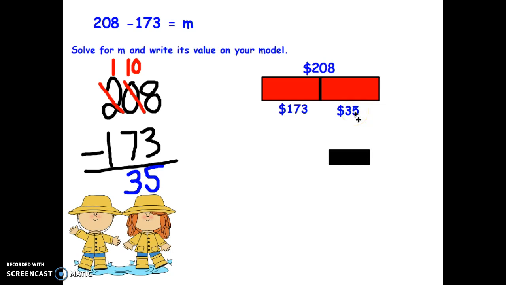Now remember, our objective said we also assess the reasonableness of our answer. So one thing I can do is I can go backwards and add, just to make sure that my answer is correct. Well, 5 plus 3, does that equal 8? It does. 5 plus 3 equals 8. So I know my ones column is correct. 7 plus 3, does that equal 10? 7, 8, 9, 10. It does. So I can assess the reasonableness and see that 35 is the actual correct answer.